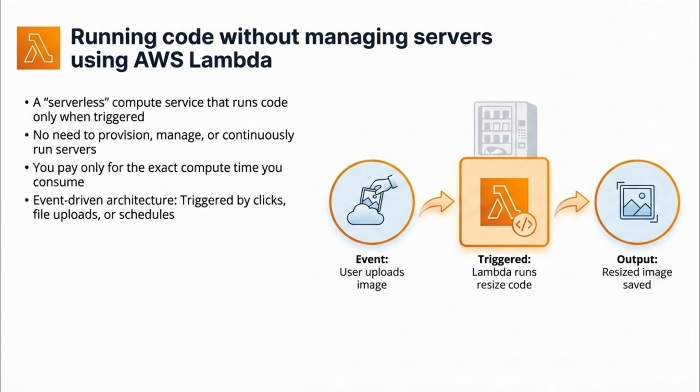So I think you might have understood the overall process of AWS Lambda. It is a serverless compute service that runs code only when it is triggered. Once you trigger it, then it will start the process.